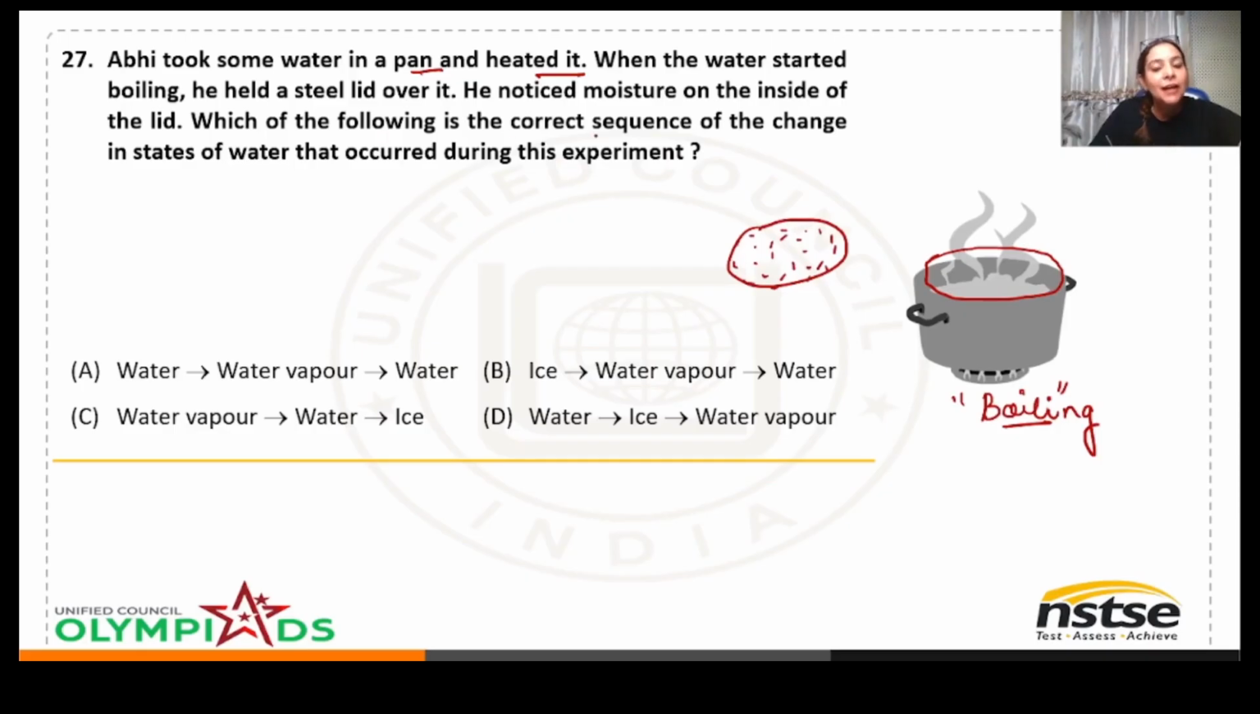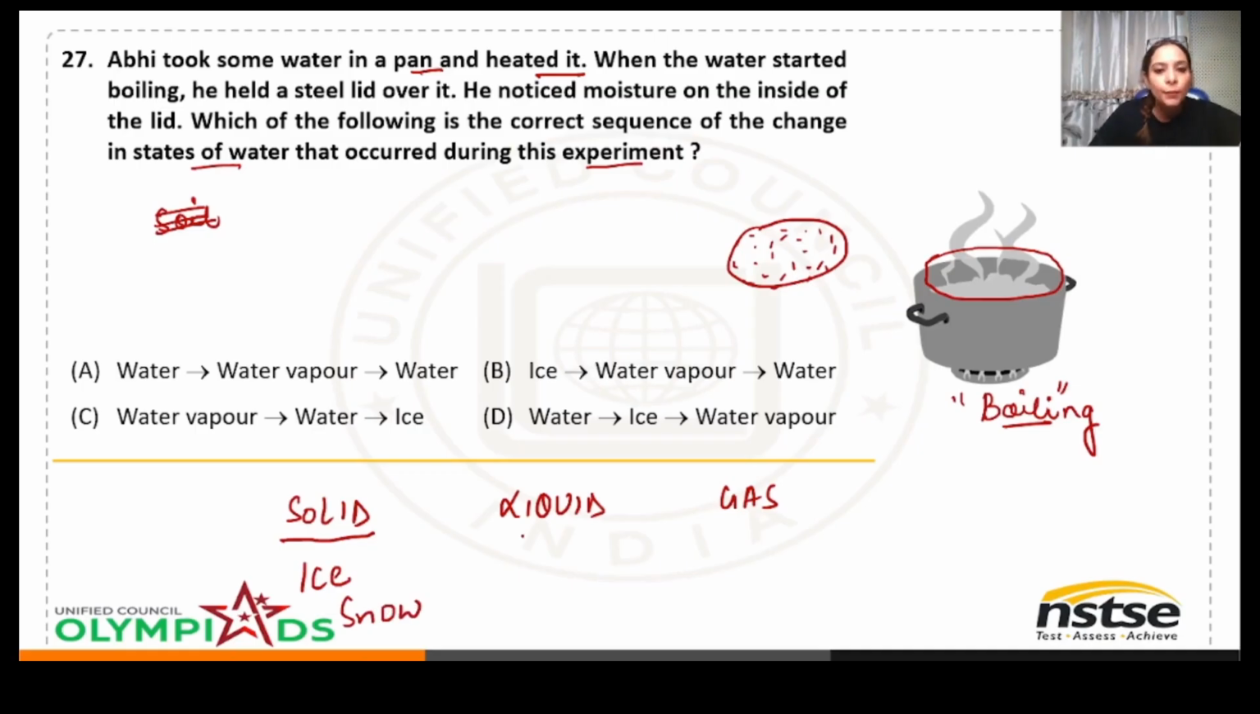So which of the following is the correct sequence of the change in states of matter, states of water basically, that occurred during his experiment? Now we all know that water exists in all 3 states. It exists in solid state, liquid state, and gaseous state. The solid form of water is ice and also snow, the liquid form is the water that we drink, and the gaseous state is called water vapor, or we can even call it steam.